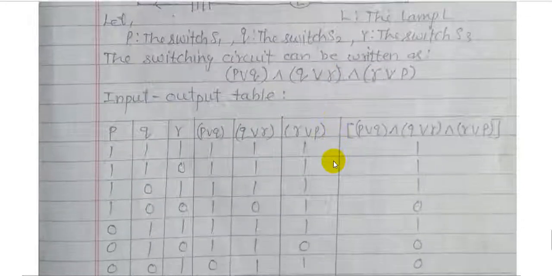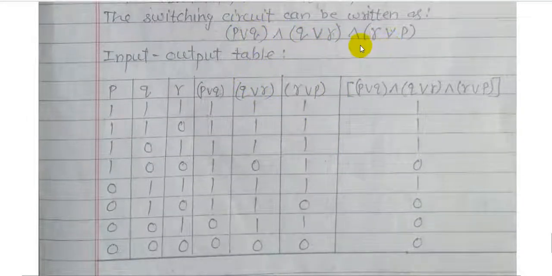Now input output table for this symbolic form. So there are three different switches. We write here P, Q, R. For the basic rules, we write first 4 times 1, 4 times 0, then double 1, double 0, double 1, double 0, and for R 1 0, 1 0, 1 0, 1 0. For P or Q, first set is P or Q. So for P or Q, using first and second column, so 1 or 1, 1, 1 or 1, 1, 1 or 0, 1, 1 or 0, 1, 0 or 1, 1, 0 or 1, 1, 0 or 0, 0, 0 or 0, 0. So this is the column P or Q.